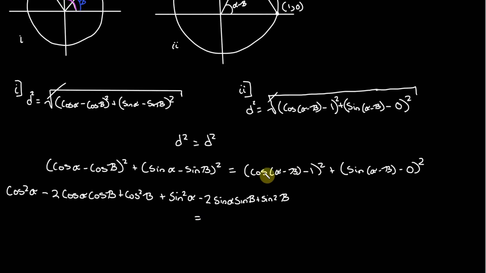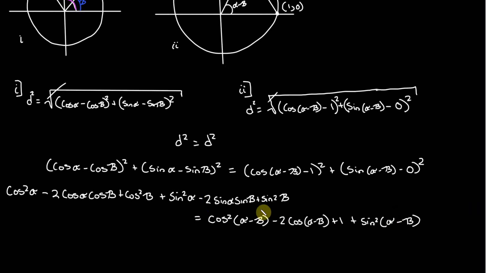So let's focus on this bracket. What are we going to get? We're going to get cos squared alpha minus beta minus 2 cos alpha minus beta and plus 1, negative 1 squared, plus 1, plus, and now for sine, we are going to get sine squared alpha minus beta, and that's it, because the zeros would cancel. So that's it for the right hand side, I think.